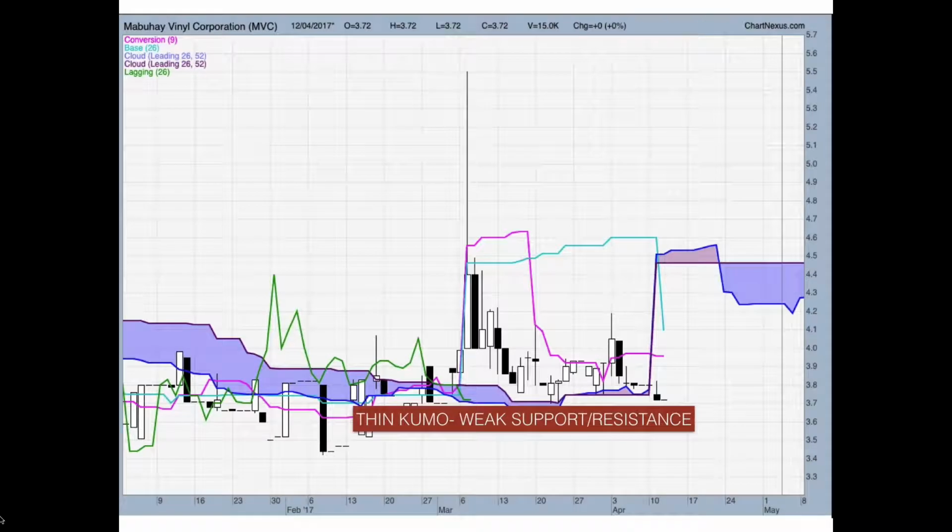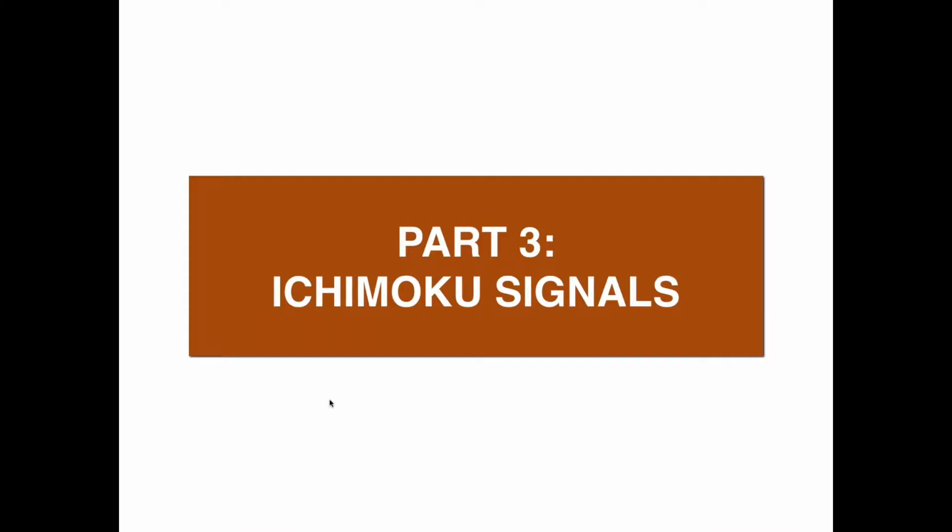Now let's go to the Ichimoku signals. Part 3: Ichimoku signals tell us the action that we're supposed to execute based on the Ichimoku signals. These tell us whether we're supposed to buy, sell, or to hold our positions. So what are the signals that we could trade off and profit from?